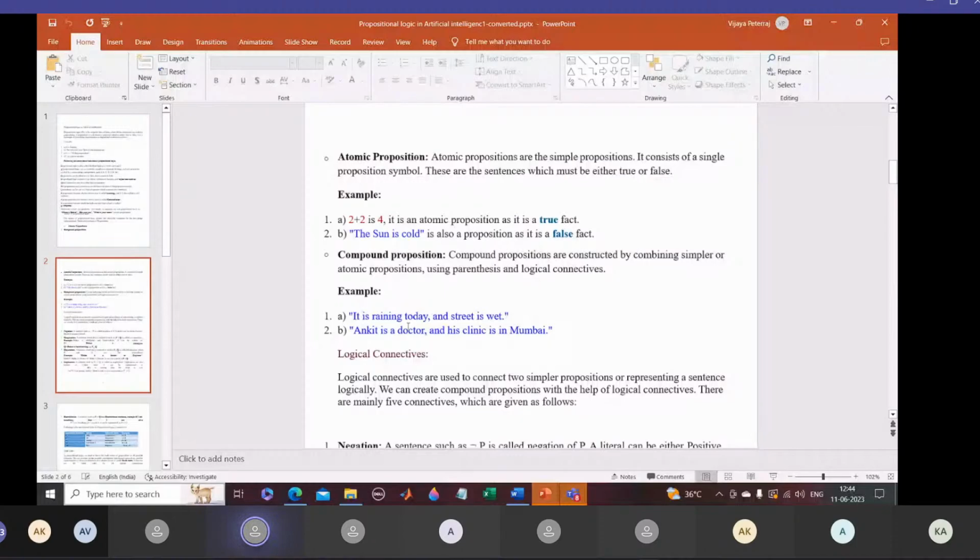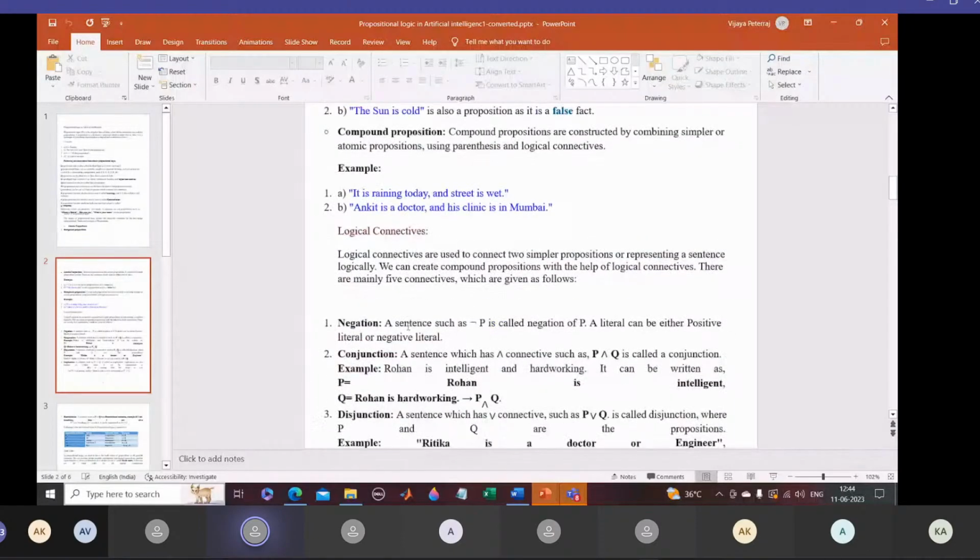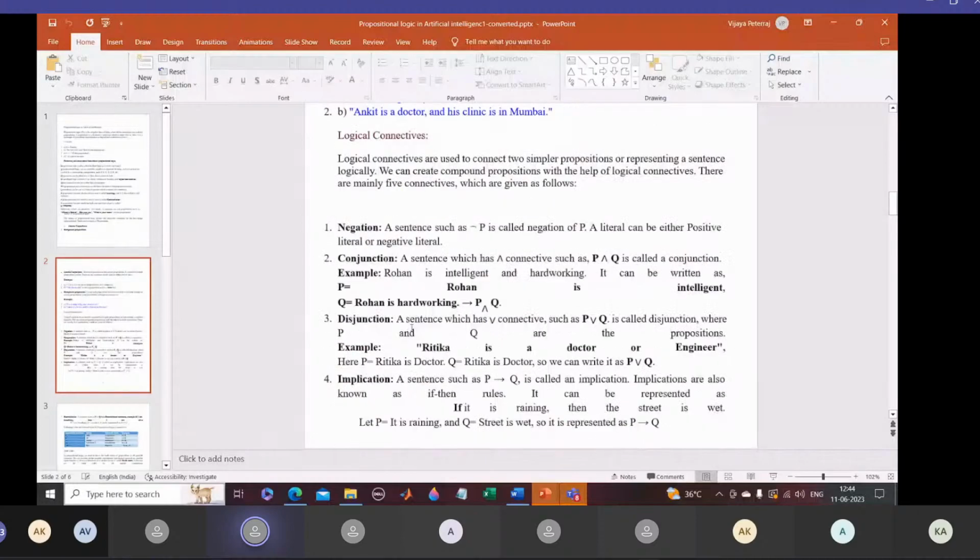And this is because the logical connectors are used to connect two simpler propositions, representing a sentence logically. What is negation? Okay, negation now.